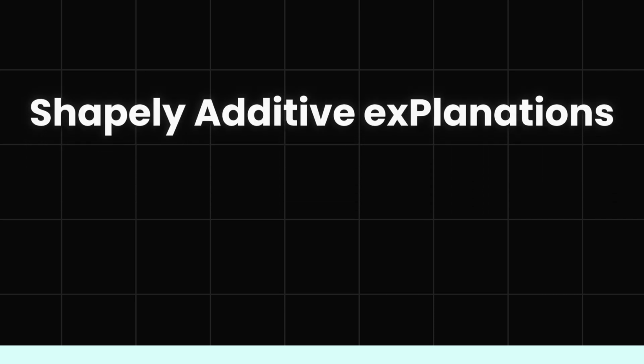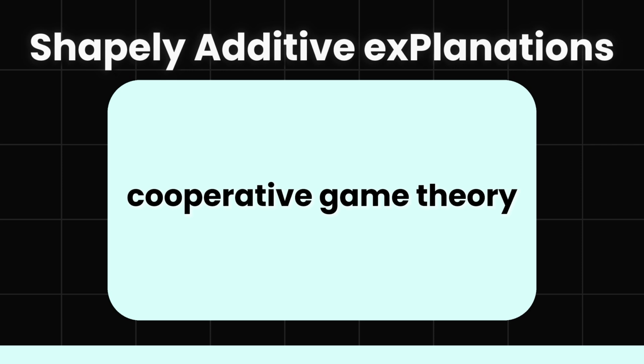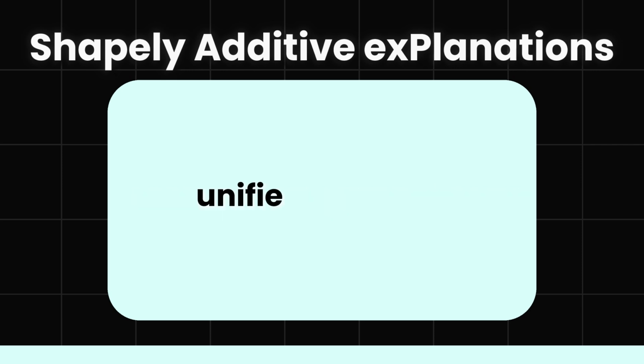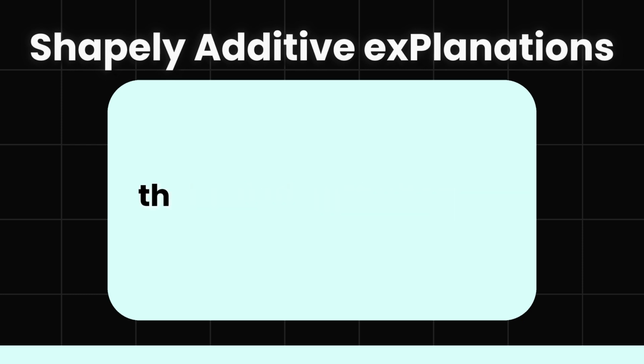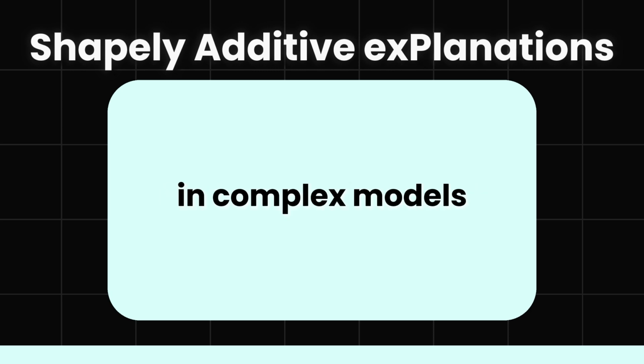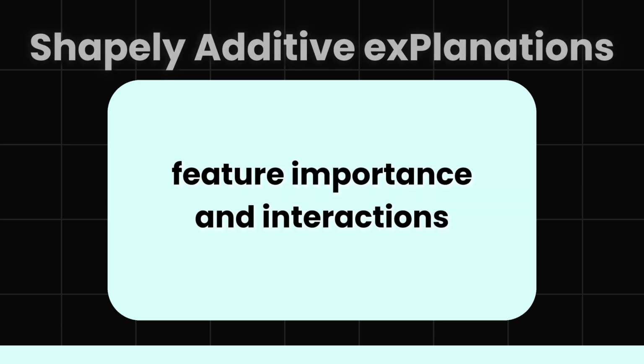SHAP in full is Shapley Additive Explanations, and it's based on Shapley values, a concept from cooperative game theory. You can do more research on that. It provides a unified measure of feature importance by fairly distributing the contribution of each feature to the prediction. Its use cases are explaining individual predictions in complex models like deep neural networks or ensemble methods, and understanding feature importance and interactions in the model.